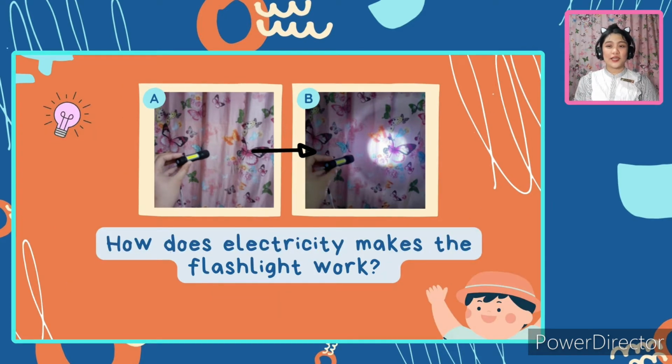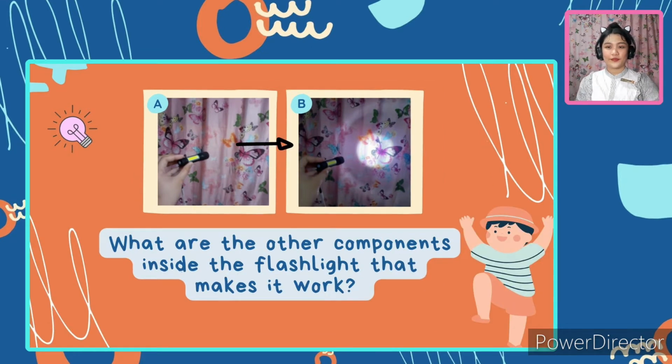How does electricity make the flashlight work? The electricity comes from the battery of the flashlight, and that's how the electricity makes the flashlight work. What are the other components inside the flashlight that make it work? We already mentioned the battery. Some components inside the flashlight are also wires and a bulb.